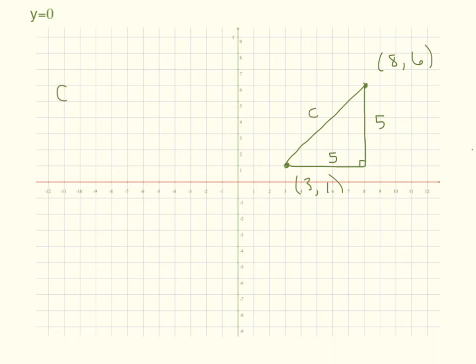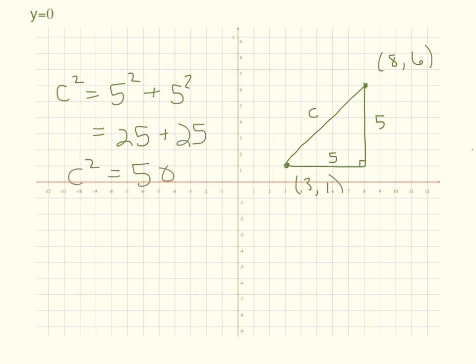I would write c squared equals 5 squared plus 5 squared, which is going to give us 25 plus 25, so c squared is 50. And then if I take the square root of both sides, the square root of 50, we know 25 comes out. So that is 5 times the square root of 2. And we will formalize this very shortly.